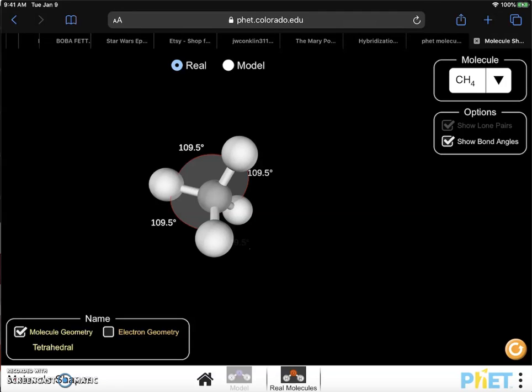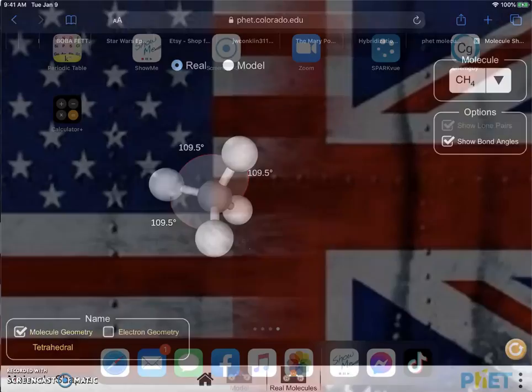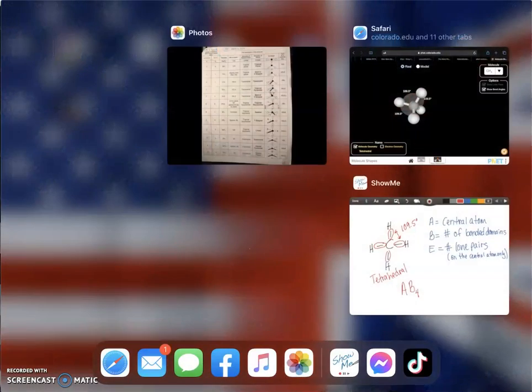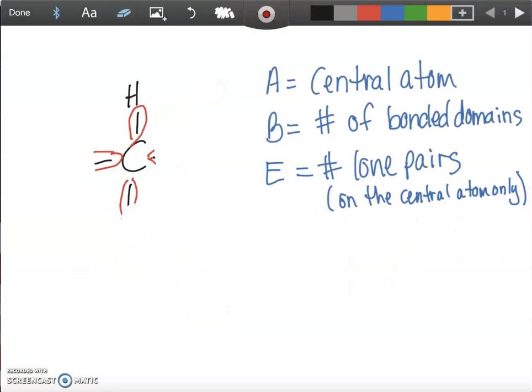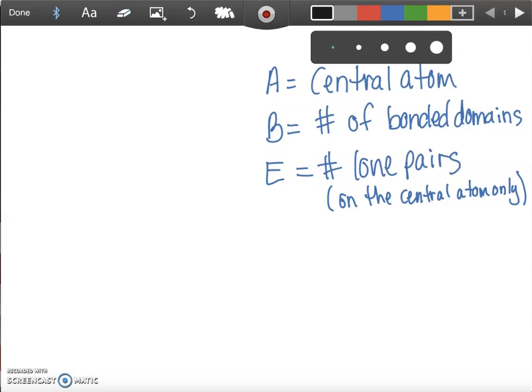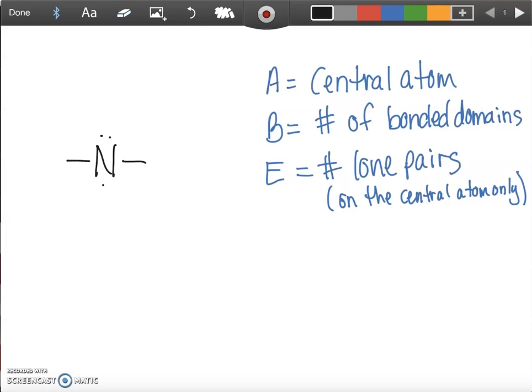These shapes, ladies and gents, do determine the chemical properties of the molecules, but we won't get too much into that for now. Let's take a look at another example. Let's try ammonia, NH3. And I'm hoping that you see that in order to determine these shapes, you do have to write a Lewis structure.